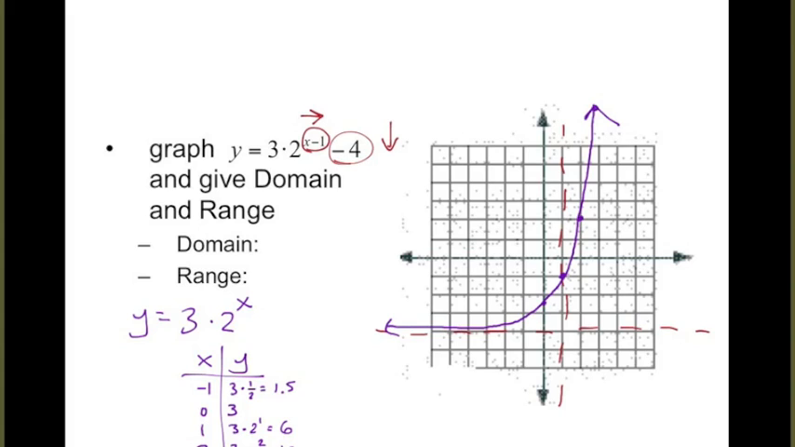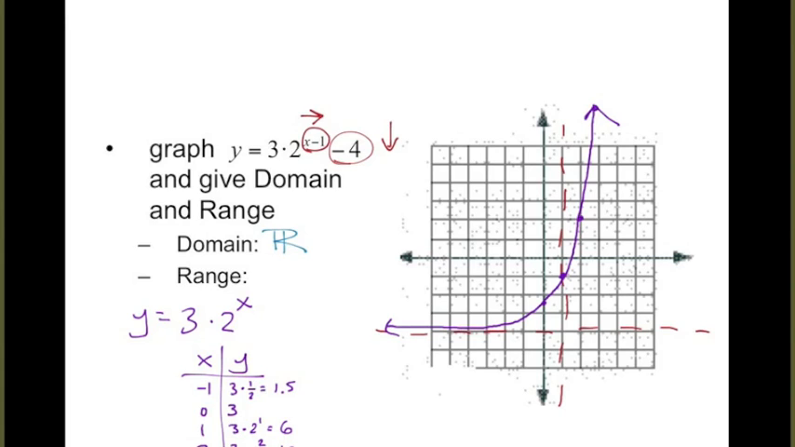This problem also asks us to consider domain and range. Domain for exponential functions is always going to be all reals. We chose to plug in -1, 0, 1, and 2, but you can plug anything into an exponential. Okay? I can do 2 to any power. If I do 2 to a negative power, it's going to get really big, but I can do it. I can plug anything I want in. So our domain will always be all reals.